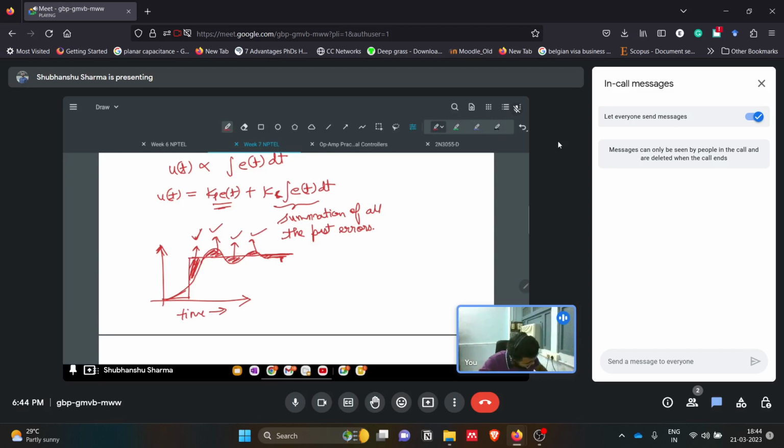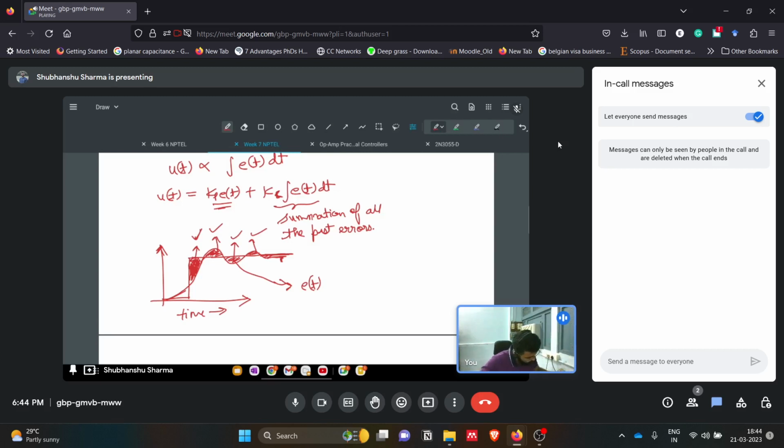So this E of t is basically shown in this shaded area. These are all E of t. So first this positive area is being added, then this area, then this area, then this area. So after adding all those things, we are getting the final output of the controller.